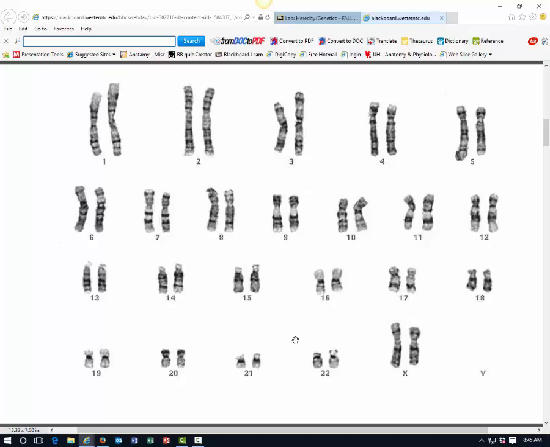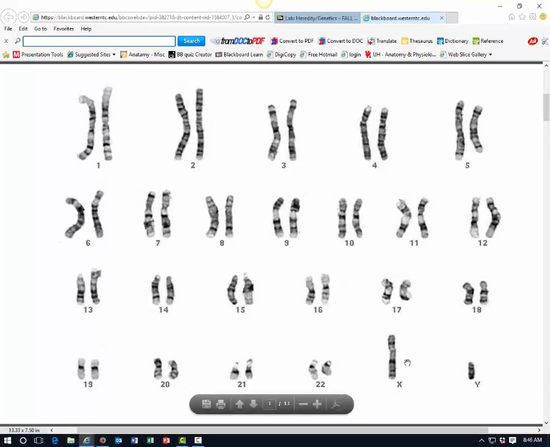A karyotype is simply a display of all the chromosomes that we would find in the nucleus of all of our cells. And we have 46 total chromosomes, or 23 different pairs. So your first slide looks like this, and we can see we have a pair of chromosome 1, a pair of chromosome 2, and so on.